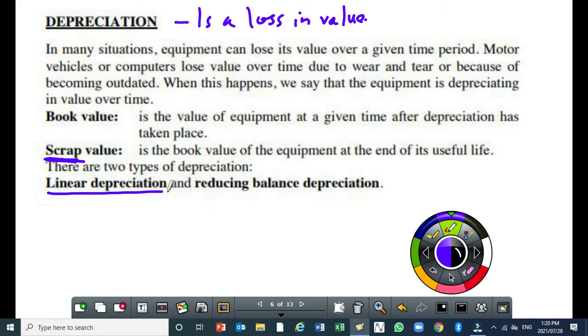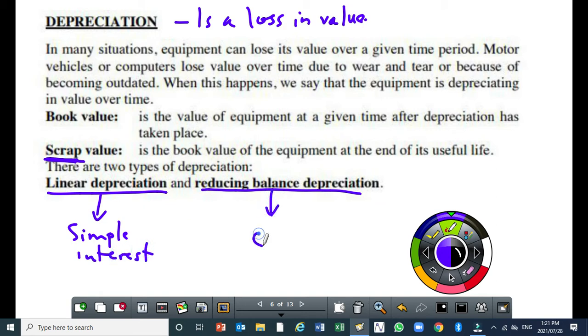Now, there are two types of depreciation. There is linear depreciation, which comes from the simple interest formula. And then there is what is called reducing balance depreciation, which comes from the compound interest formula. So this one comes from the simple interest formula, and this one is compound interest. Right? So let me move on to the next page now. I'll introduce the formulas for those two.